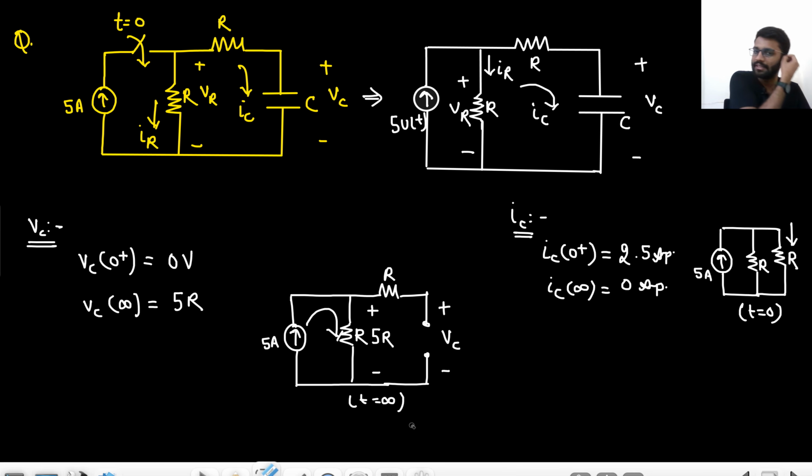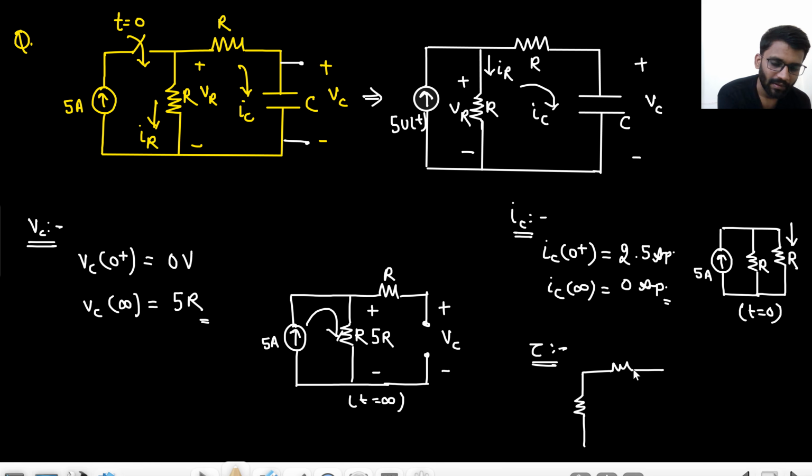In this circuit we will see the time constant now. For IC and VC we need to see the time constant. So where is our IC and VC? This is our output, right? What we will do? We will open circuit the current source. Now we are talking about the time constant. The current source is open circuited. This is R, and this is capacitor C. These two will come in series.